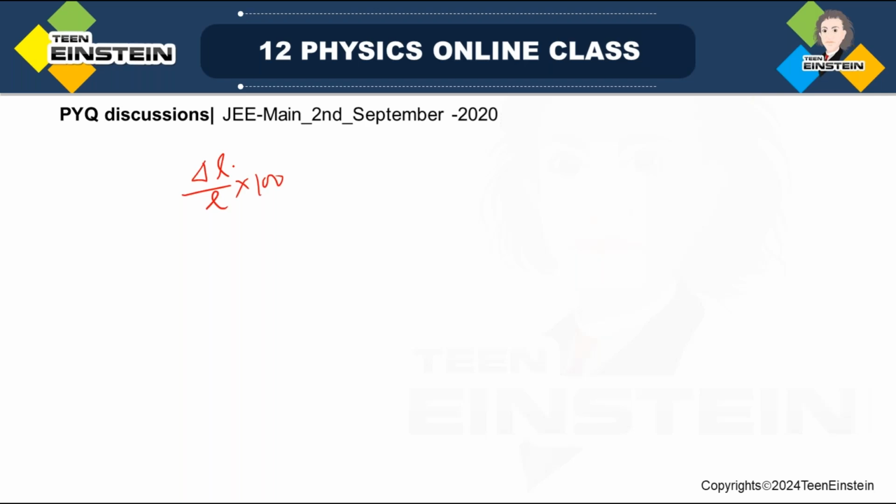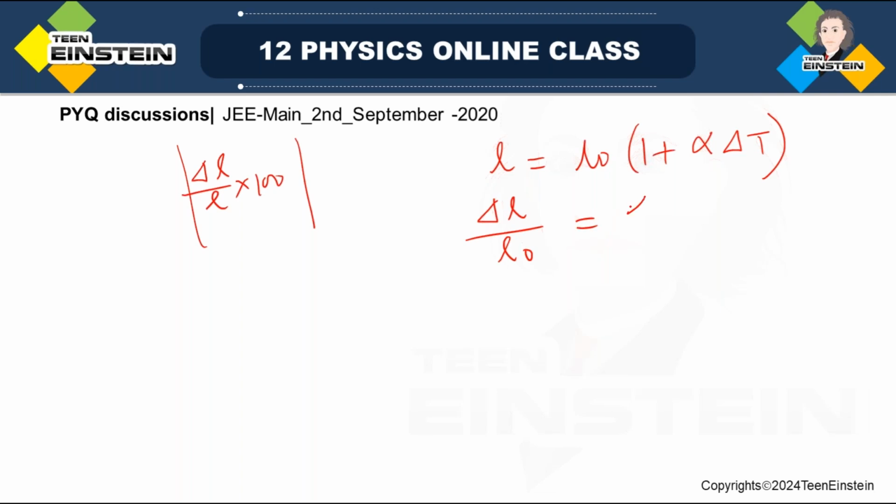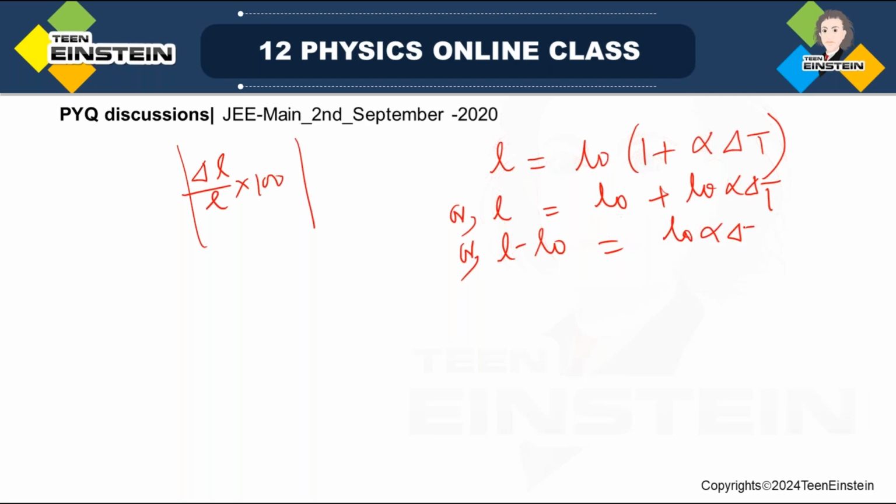So how do you get this? See, for a linear expansion, we know L is equal to L0 plus alpha delta T. So from here, I can write delta L by L0 is equal to alpha delta T. You might be thinking why I'm writing this directly, how I am able to write it. Look, I'll just tell you here. This side is L, fine. This is L0 plus L0 into alpha delta T. This is what I'm doing. So L minus L0 I'll bring here.